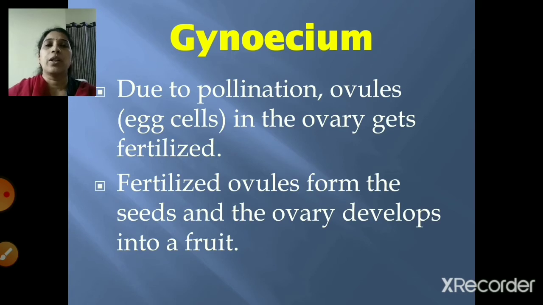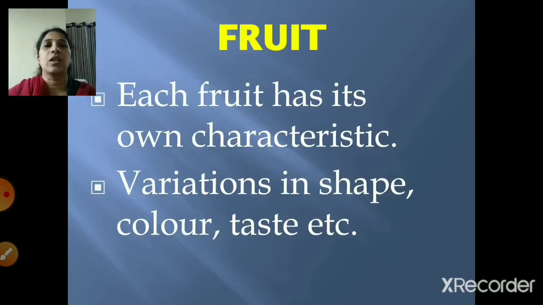Now, due to pollination, what happens? The ovules, that is the egg cells which are there in the ovary, get fertilized, and the fertilized ovules form the seeds. The ovary develops into a fruit. So these were the parts of the flower.